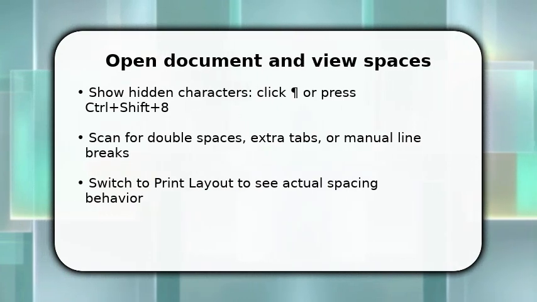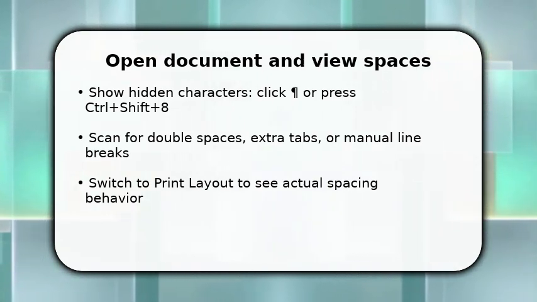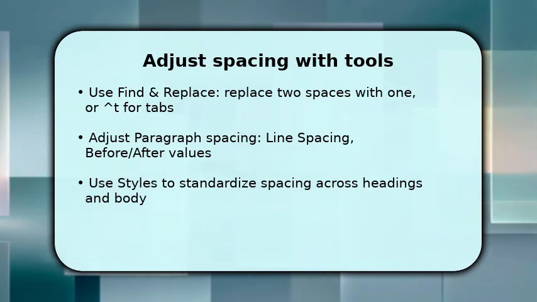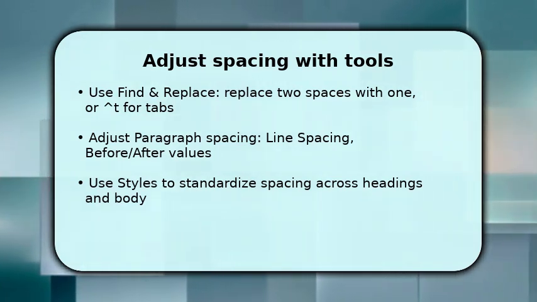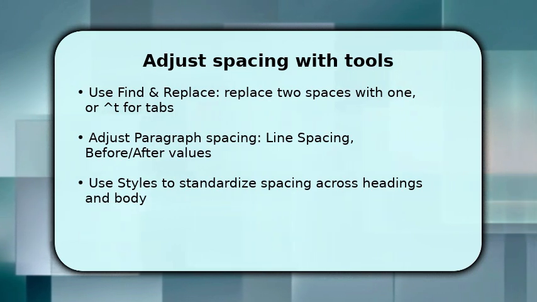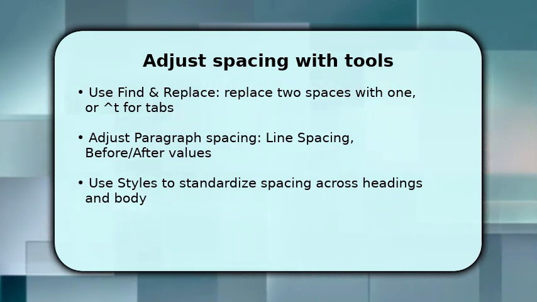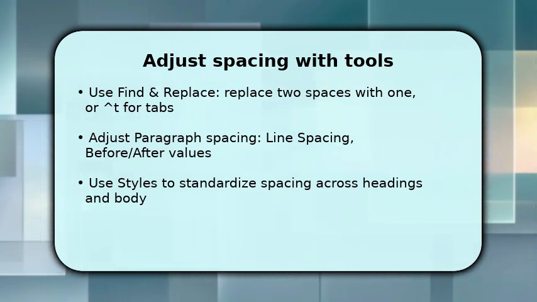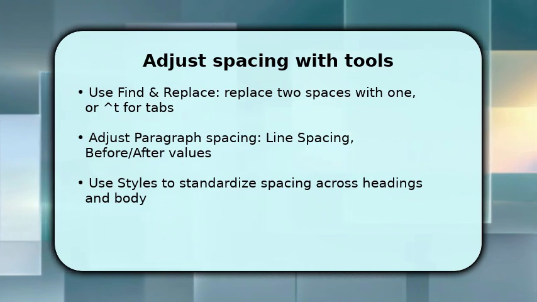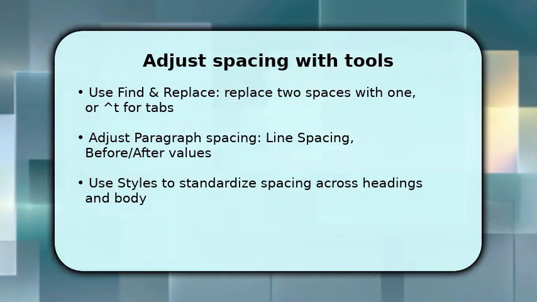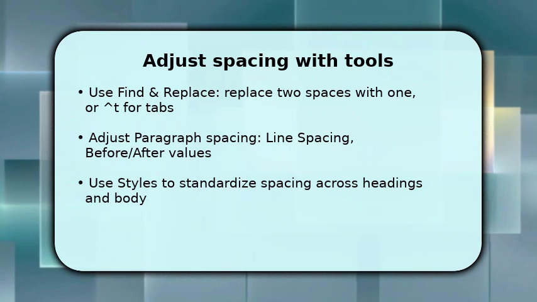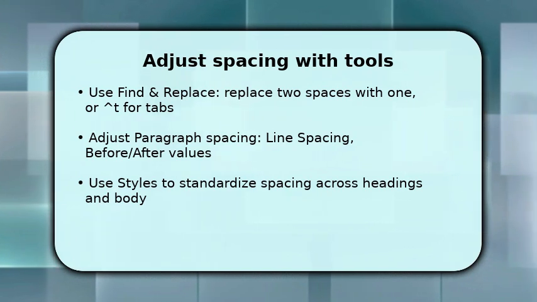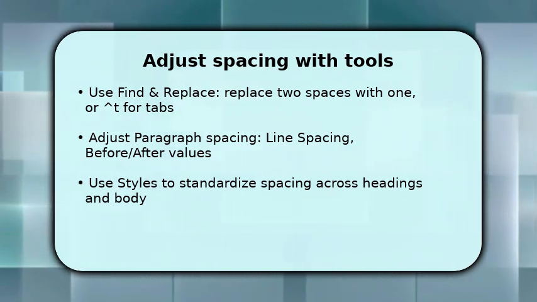Next, use Word's tools to correct issues quickly. Open Find and Replace: double spaces with single spaces, replace manual tabs (^t) or manual line breaks (^l). Then select text and adjust paragraph settings. Set line spacing to single or 1.15 and set before/after to consistent values. To keep changes consistent, update or apply styles so headings and body text share the same spacing rules. This reduces future drift.